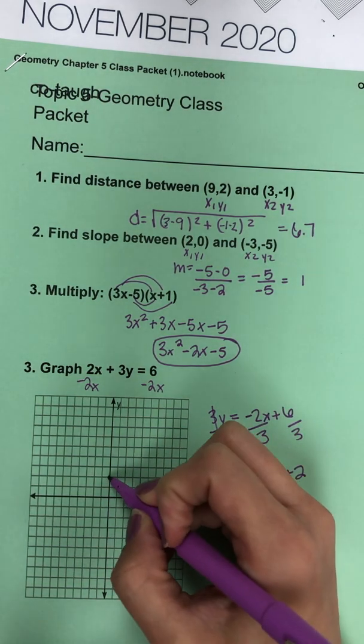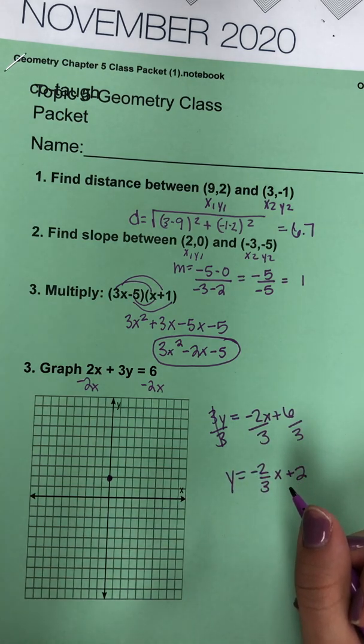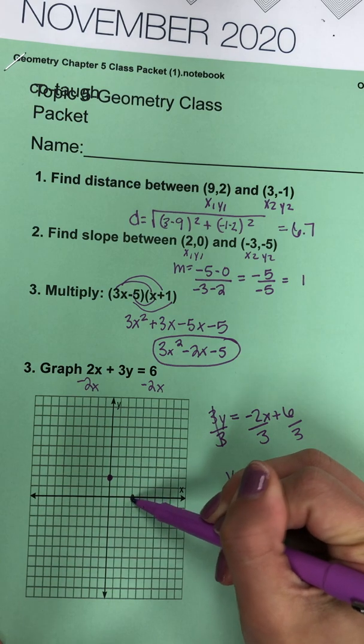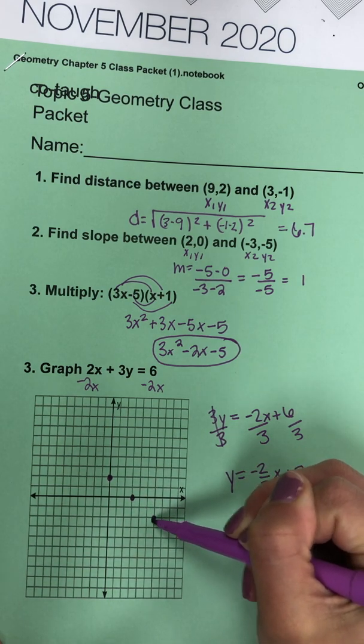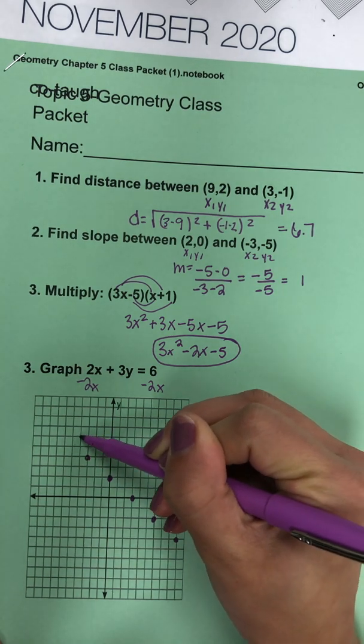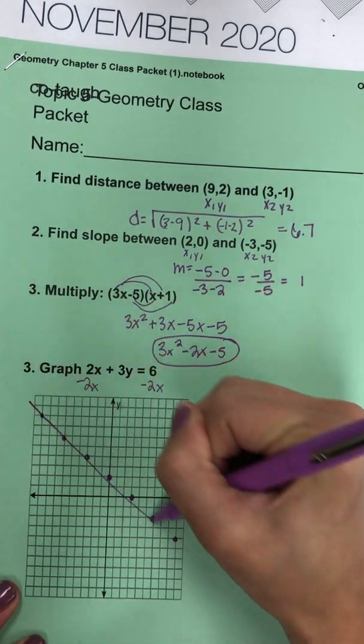Now when I graph it, my starting point's 2, and it always goes on the y-axis. And my slope is -2 over 3, so I'm going to go down 2, and then you always go to the right. So down 2 to the right 3. Up 2 to the left 3, so I can fit more points. And there is my line.